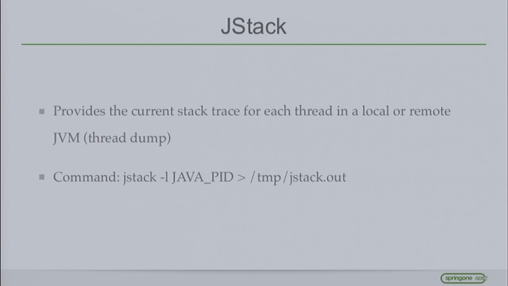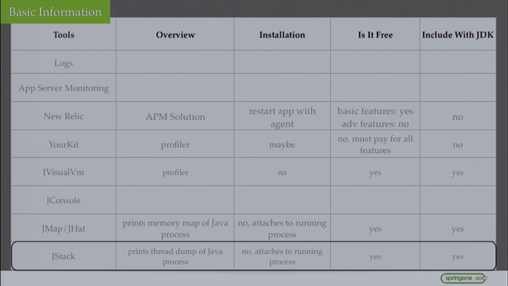Another terminal tool is JStack. This comes with the JDK, and the main difference between JStack and a kill -3 is that, one, this one comes with the JDK, so you can run it on any operating system, and two, JStack can be used for local or remote processes. And so you do JStack, your ID, and then you can pipe it to a file.